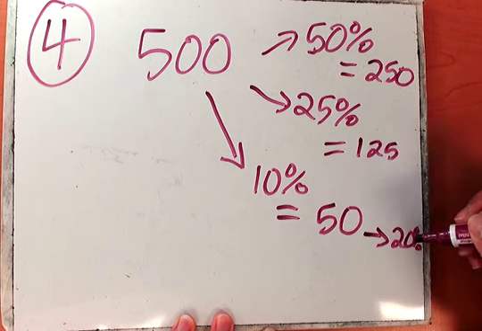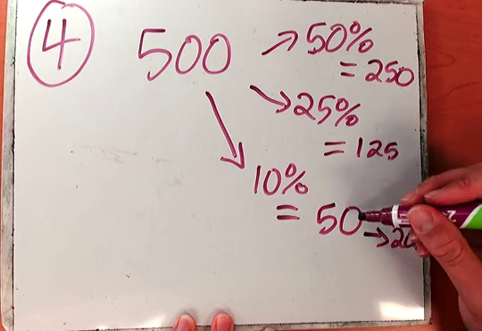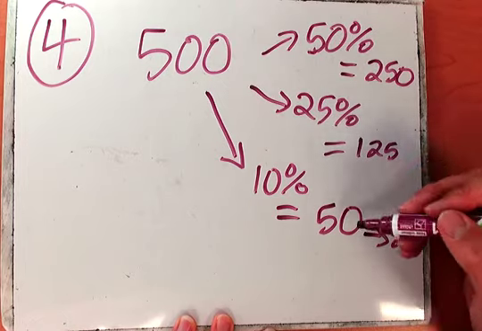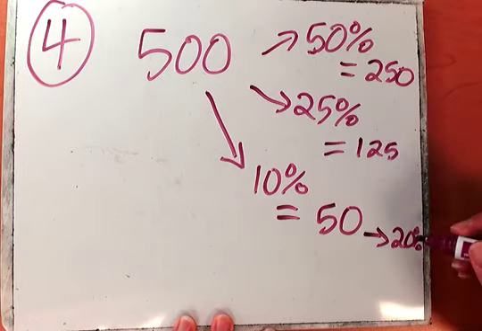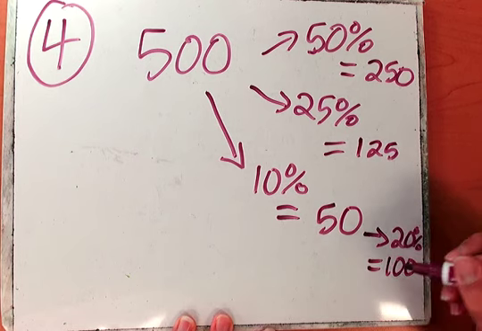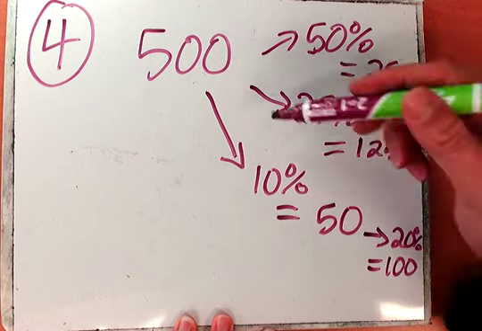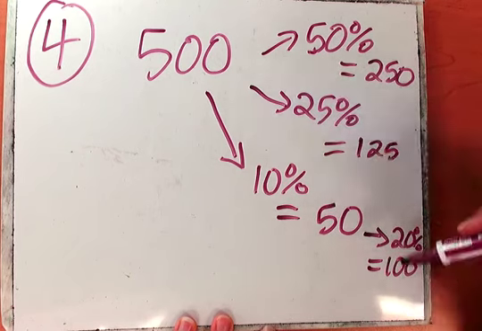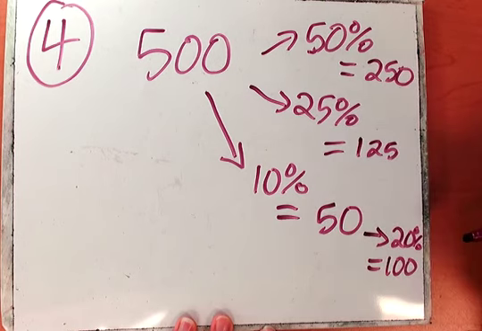Well, 20% of 500 is just double this. It's double 10%. So it's 100. So for 20% of this whole thing, I used 10% and then I doubled it. Now, you can start to see this pattern emerging where I can half and use some tricks to figure out a whole bunch of different percentages.